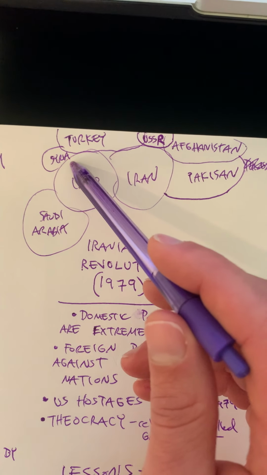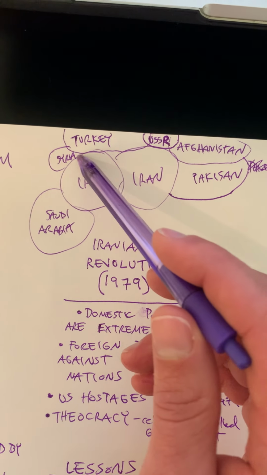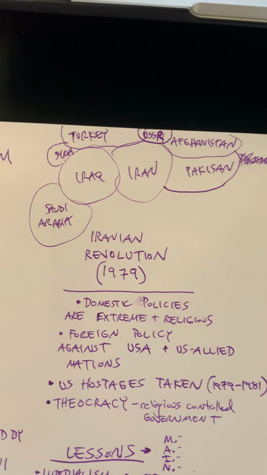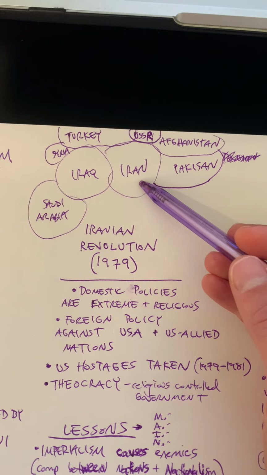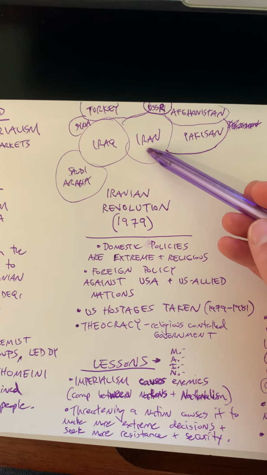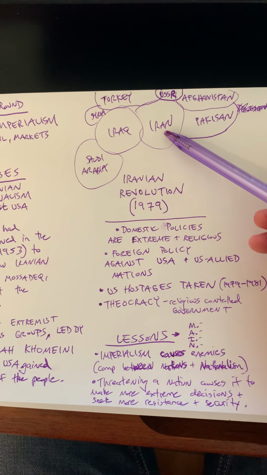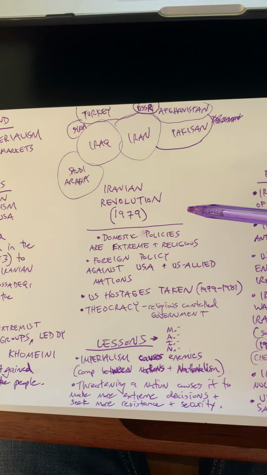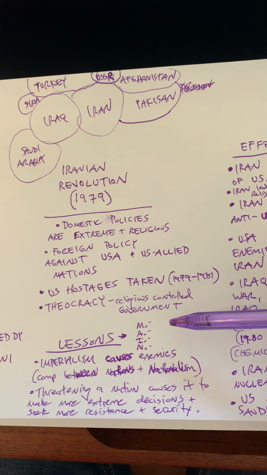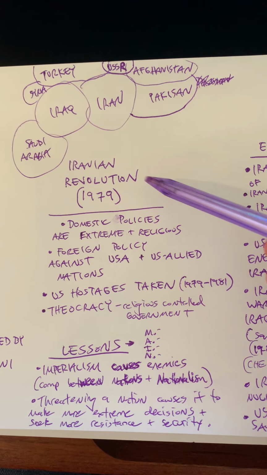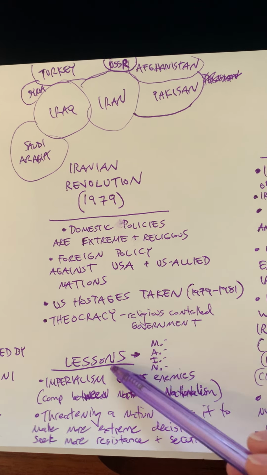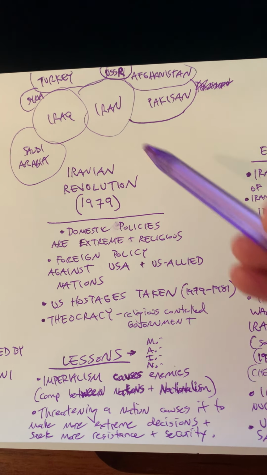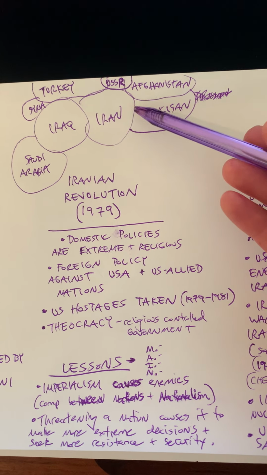And ISIS, which is the Islamic State in Syria and Iraq, which is right around there, is also close by. And so this region, you could blame some of the instability, or a lot of the instability, on the imperialism or the actions of the United States throughout the 1950s, the 70s, and the 80s. So what are lessons from the Iranian Revolution? Well, imperialism causes enemies. Not just the competition between nations to dominate another nation, but also nationalism that rises up.